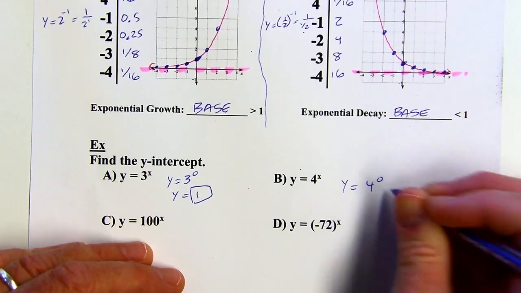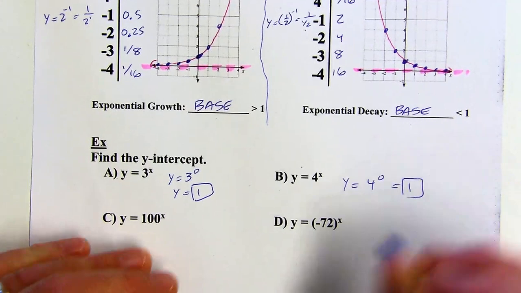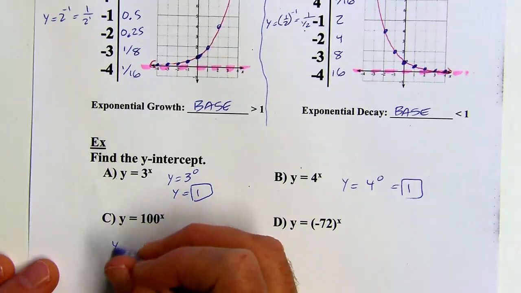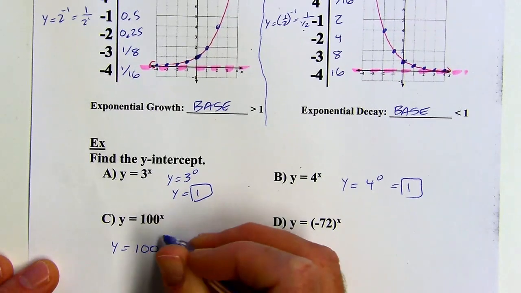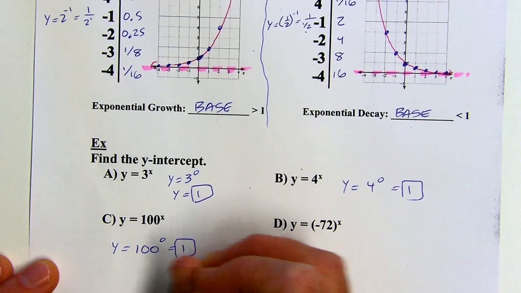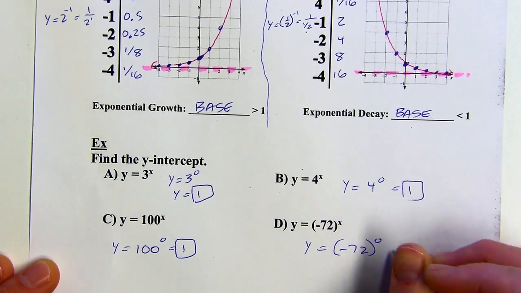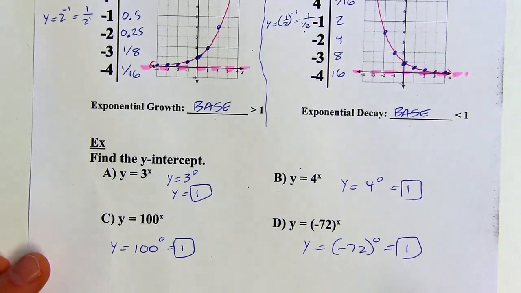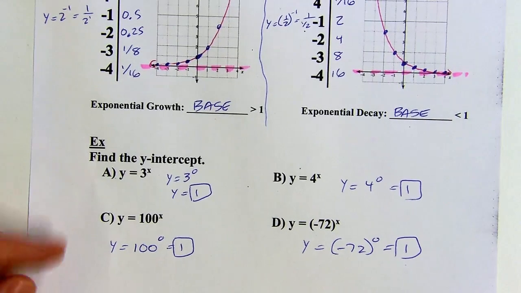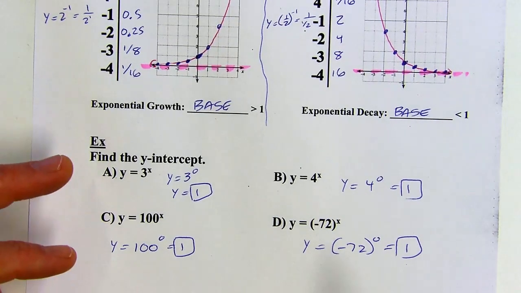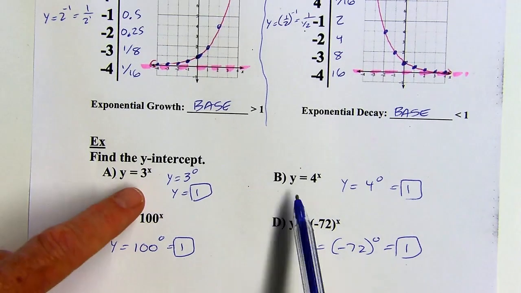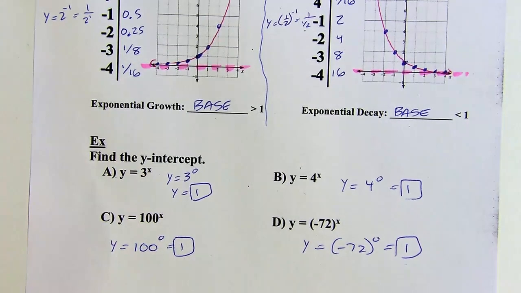4 to the 0th also equals 1. Anything to the 0th power equals 1. So this is going to be 1, and even negative 72 to the 0th is going to equal 1. All of those have the same y-intercept. The y-intercept can move around when the functions get more complicated, but if you just have a number raised to x, the y-intercept is always going to be 1. Okay. All right.